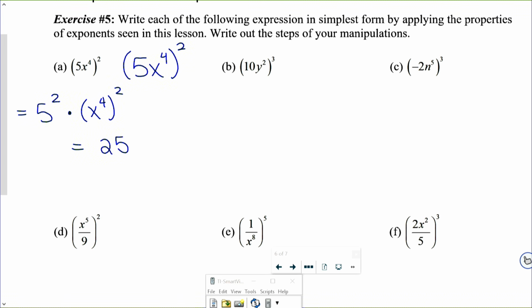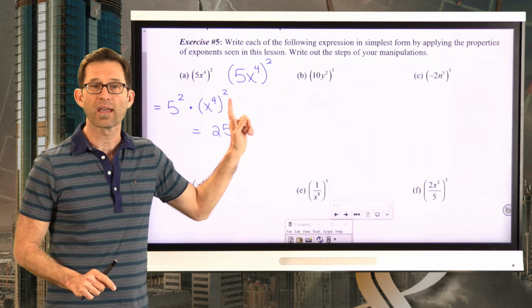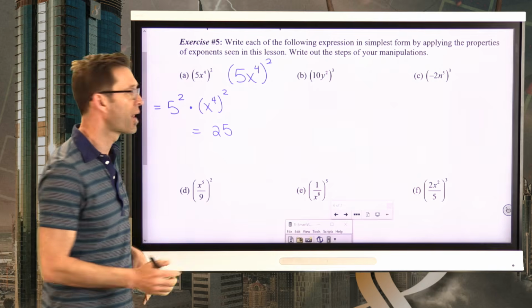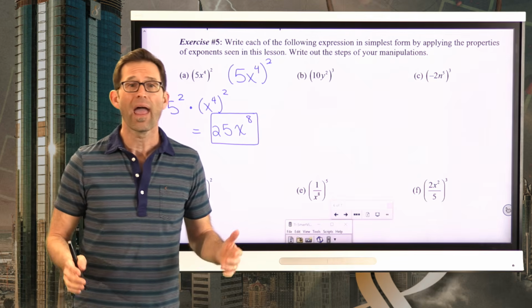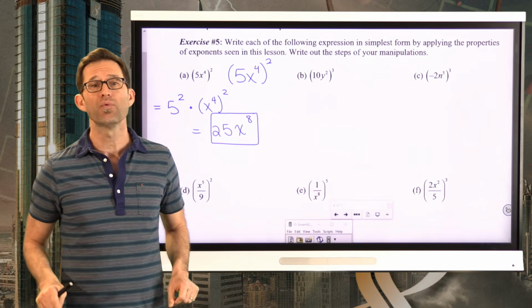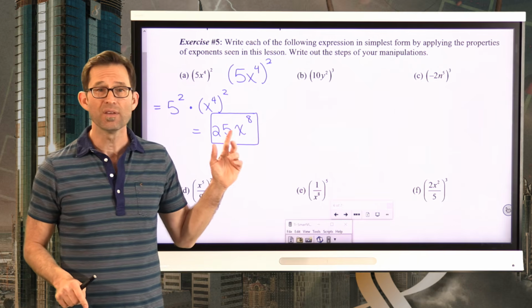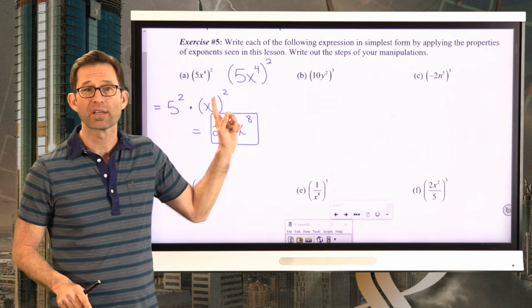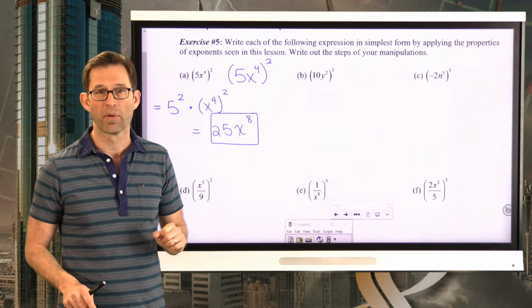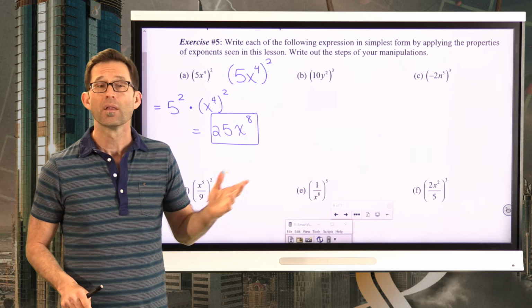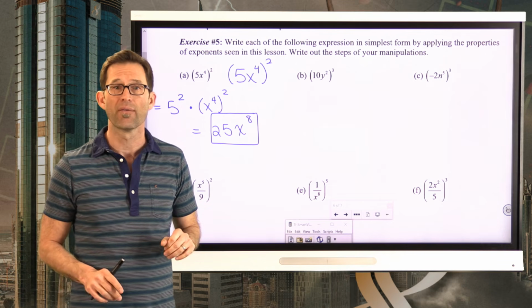And then when I have x to the 4th raised to the 2nd, I'm going to multiply those two powers and get x to the 8th. All right, I'm not going to add the two powers, right? I only add powers when I'm multiplying two things that have the same base. In this case, I've got something raised to an exponent raised to another exponent, and the rule that kicks in there is that I multiply the two exponents. Let's do another one of these together just to make sure you have the right idea.